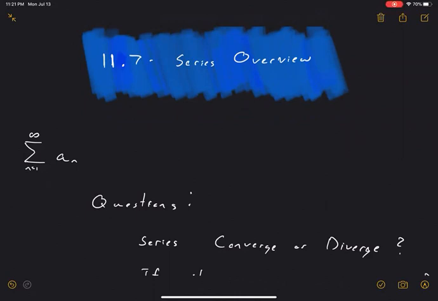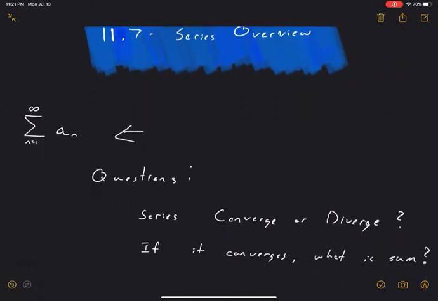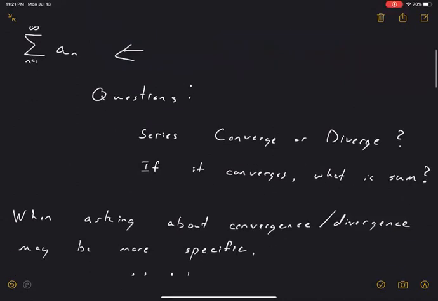So let's say we have this thing, a series from 1 to infinity of a sub n. Okay, just a general series. Remember, what's the idea behind this series? We're adding up an infinite list of numbers. And then some questions naturally arise. Does the series converge or diverge? And if it converges, what is the sum?